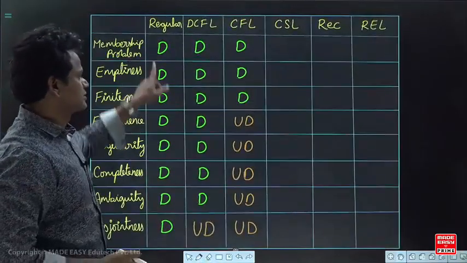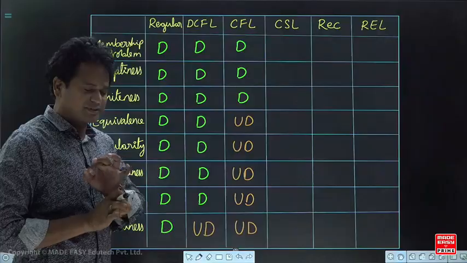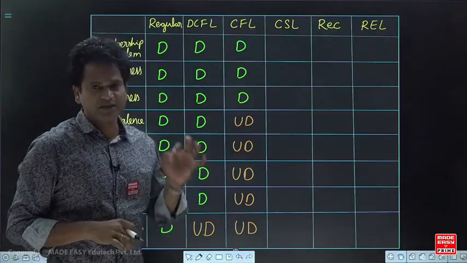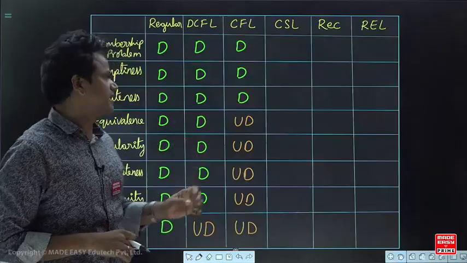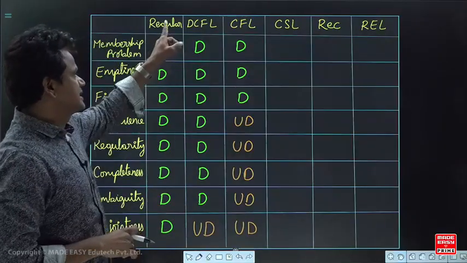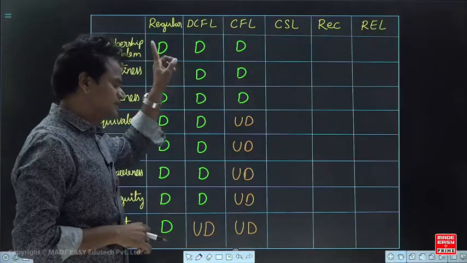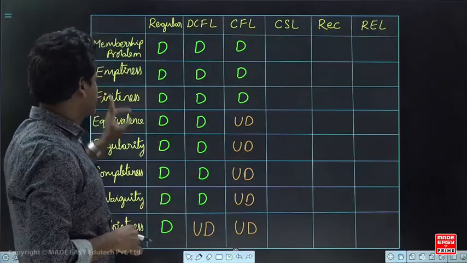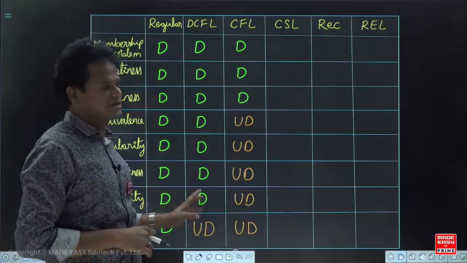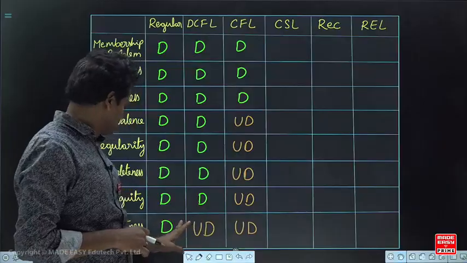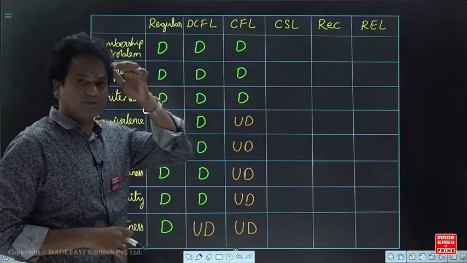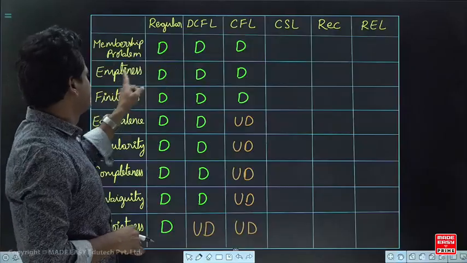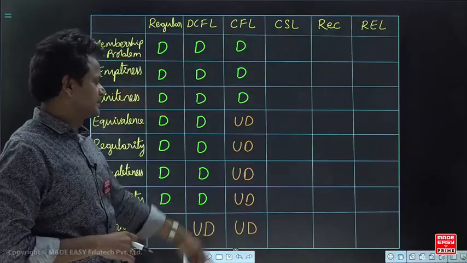It is very easy to remember. Regular languages are decidable under every problem. DCFLs are also decidable under every problem except disjointness. Whereas for CFLs, membership, emptiness and finiteness are decidable, and all the remaining are undecidable.